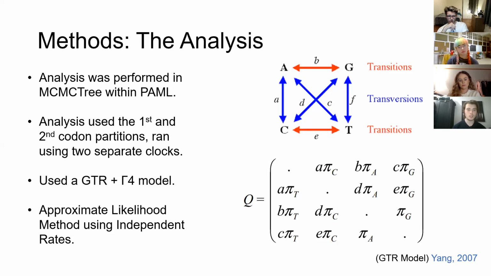And we ran this using independent rates. Independent rates basically means that the rate of change between the genetic codes, say C to T, and how that's changed through time, is independently calculated from the actual genetic data that we used.